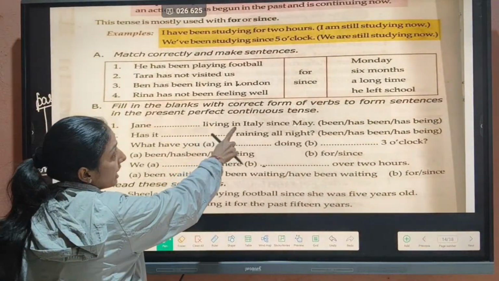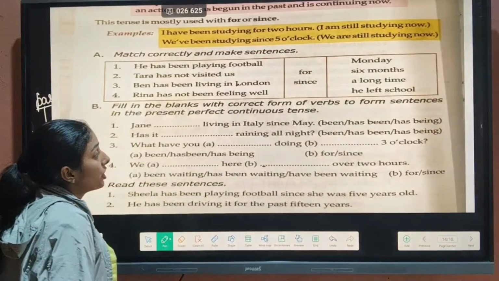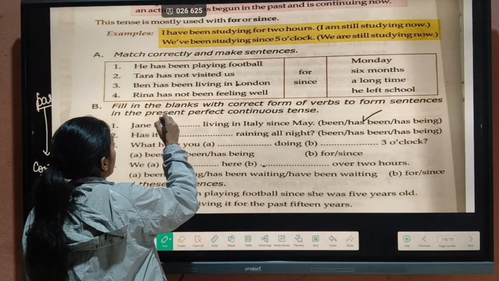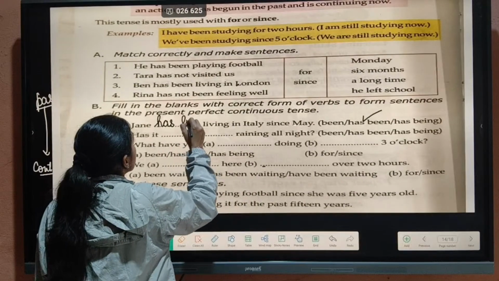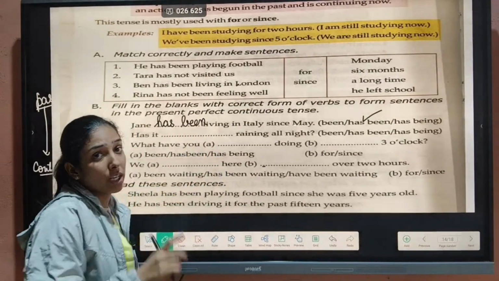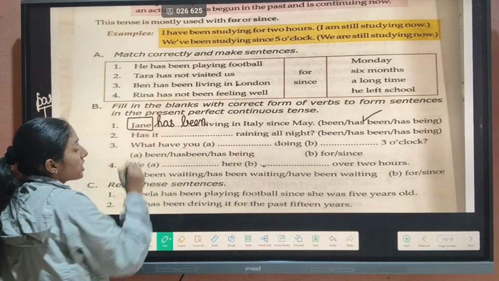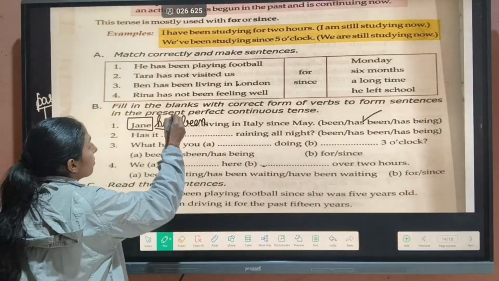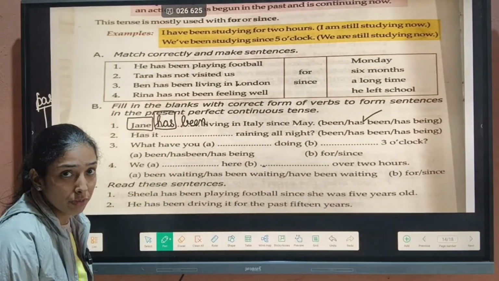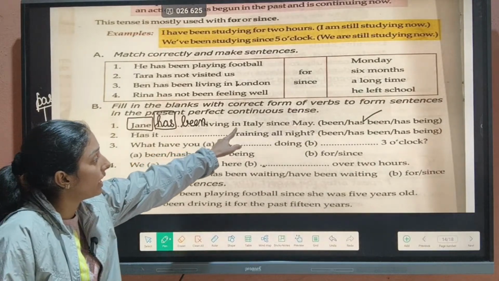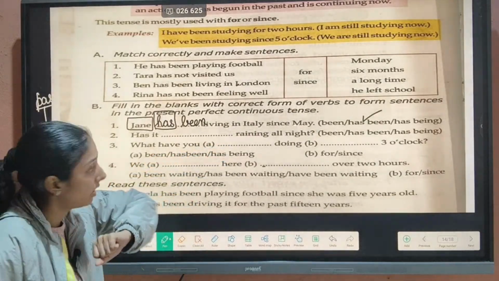Jane dash living in Italy since May. Jane has been living. Has been. In subject verb agreement chapter, I have told you that if the subject is singular, then which verb will come with singular verb. Okay, so Jane has been living in Italy since May.